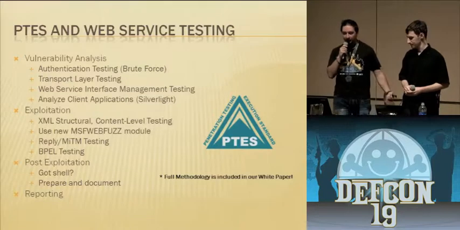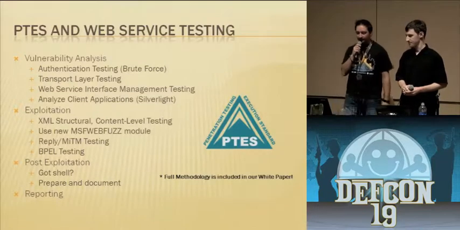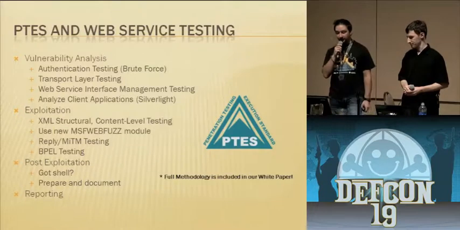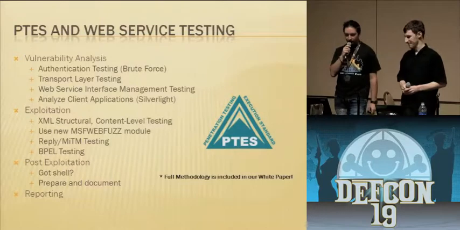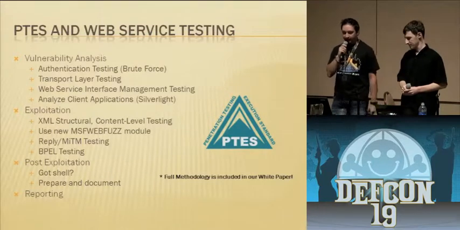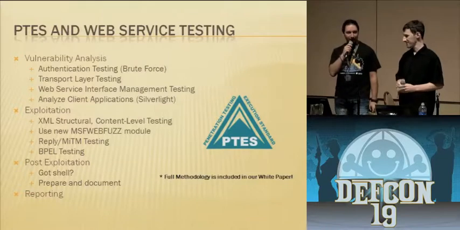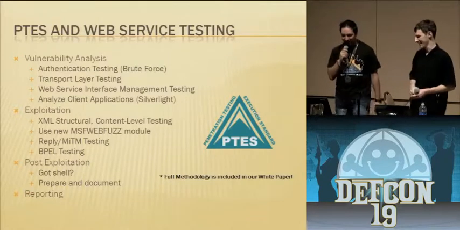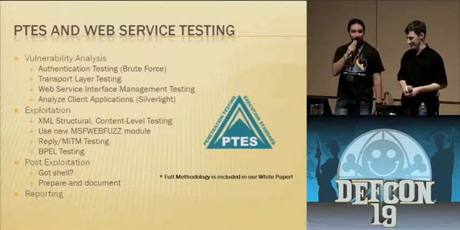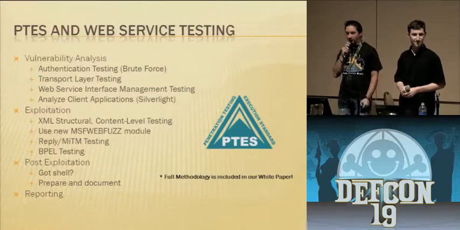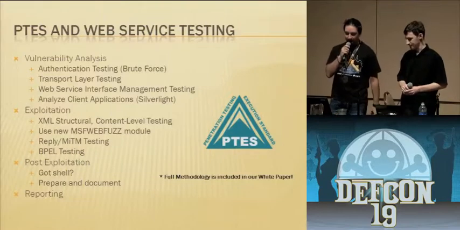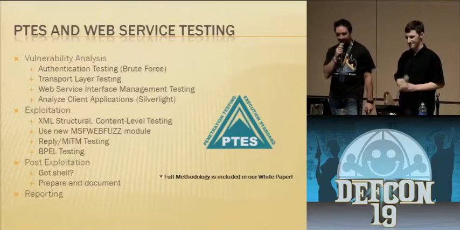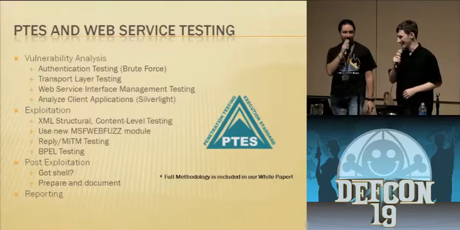And then, of course, the fun part, right? Exploitation. So we're going to do our content level testing. We're going to be fuzzing. You may want to use Jabbra's new Metasploit MSF Web Fuzz module, which we'll talk about. And, of course, doing replaying, man-in-the-middle testing, and then Beeple, which we have a whole slide on, right? Then once you have shell, hopefully you do have shell, because you can get shell through a web service, which Jabbra will demonstrate, you want to prepare and document, and, of course, reporting at the end of the day. Reporting is the necessary part. It sucks, but we got to do it, right?